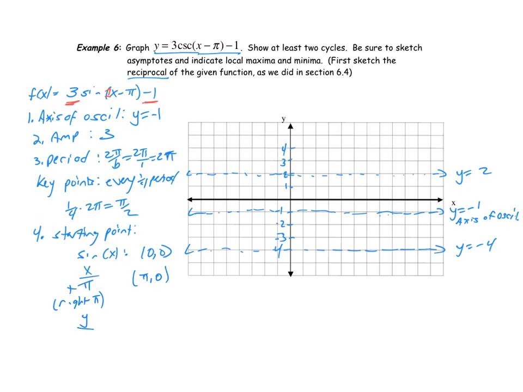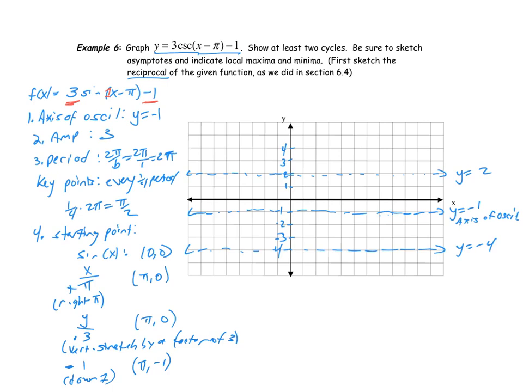Remember, we do things that multiply first, so dilations and reflections before translations. So we're going to multiply y times 3, because we have a vertical stretch by a factor of 3. And then we're going to subtract 1, because we're shifting this down 1. So pi, 0 is still pi, 0, because 0 times 3 is still 0. And then we're going to subtract 1 from the y value. So pi, negative 1 is going to be our starting point.